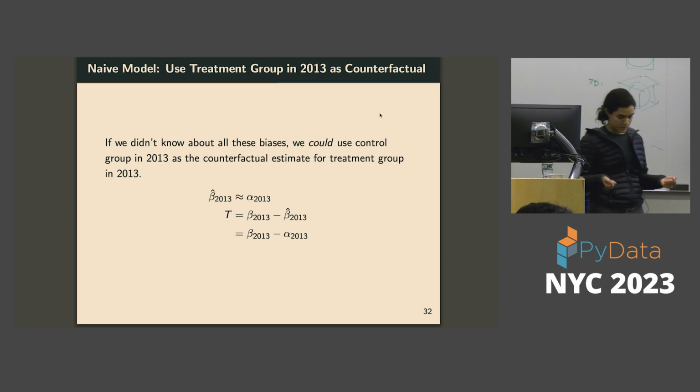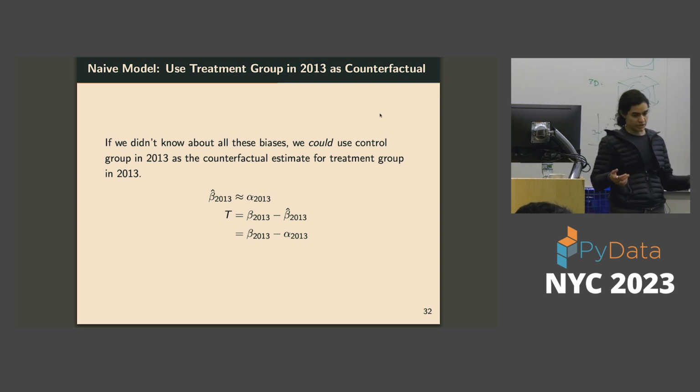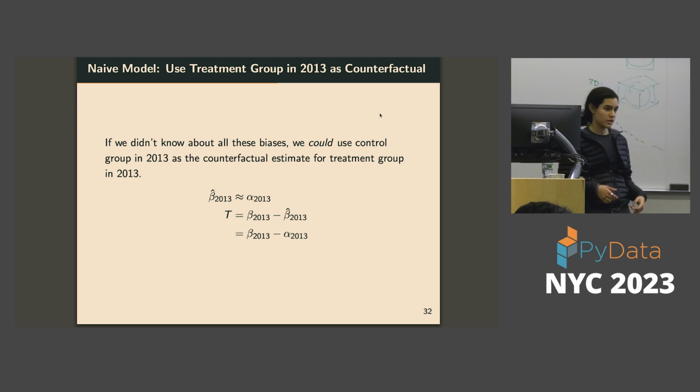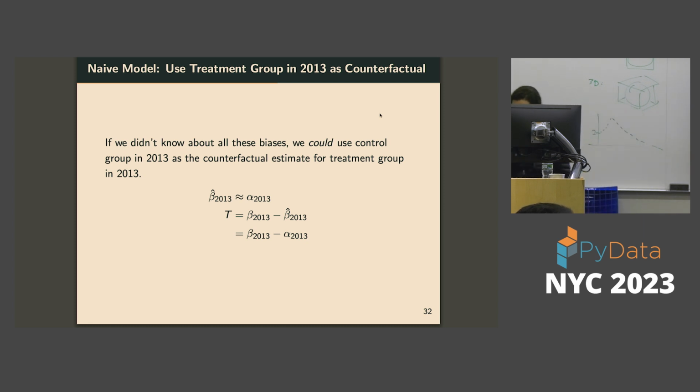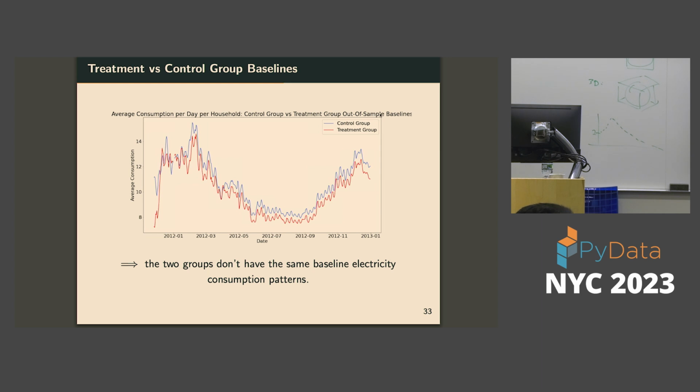So I have these two groups. They both didn't go through the treatment, and then one went through the treatment. And I'm trying to understand what could have been for the treatment group. And so why don't I just use the control group consumption? They're geographically balanced, right? So they both went through the same temperature in the year 2013. So why don't I use the alpha 2013 as the baseline for beta hat? So this would be great if the groups had the same baseline.